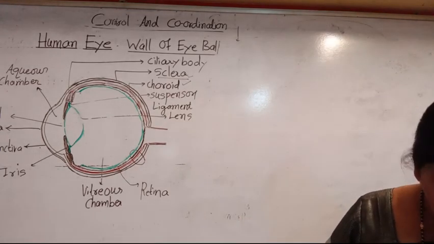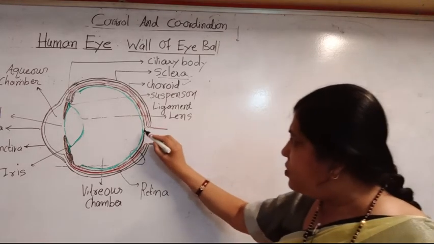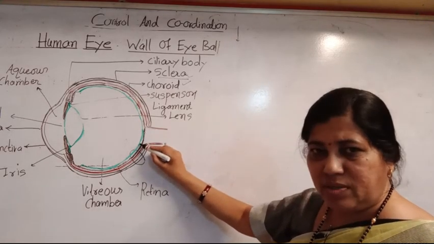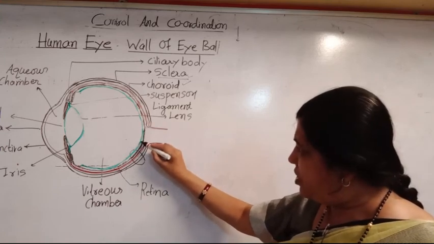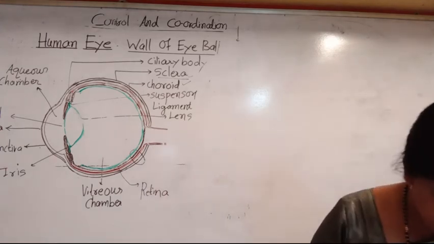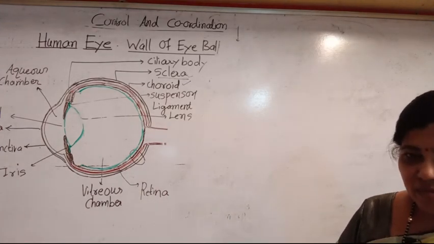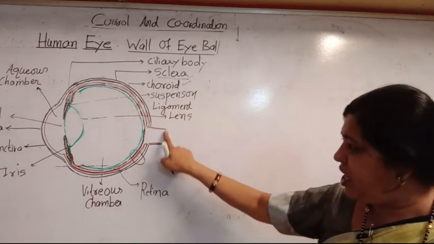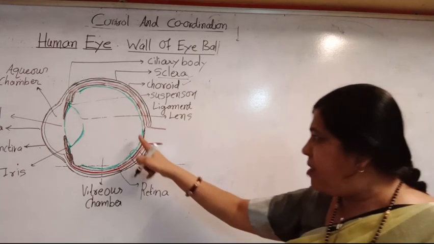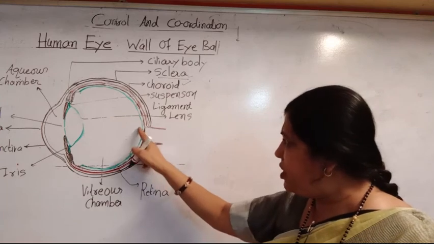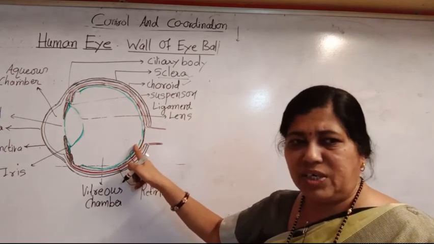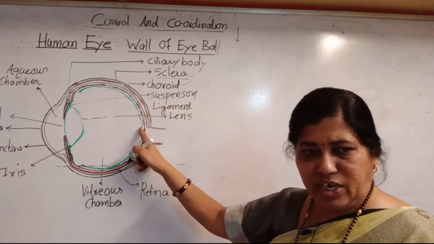Here is the yellow area. So this is blind spot. This blind spot is present at the region of optic nerve, where optic nerve and blood vessels leave the eyeball, at that portion blind spot is present. Here image does not form because here rod and cone cells are absent. This is blind spot. Okay, any difficulty?